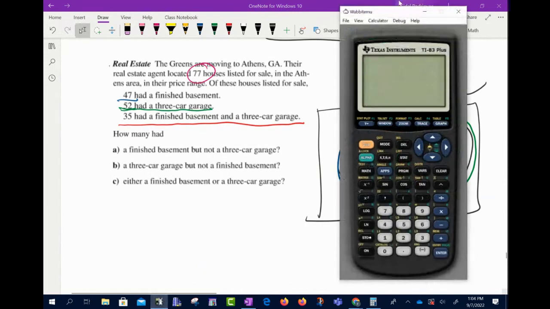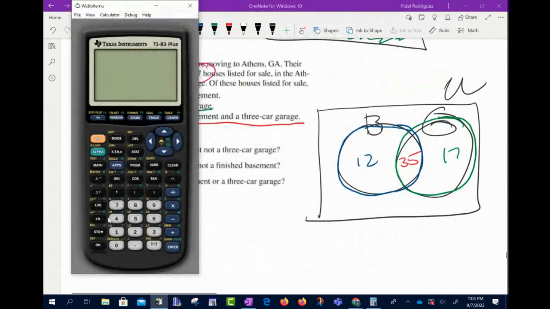So look, y'all, I'm going to grab my calculator. I'm going to use this one because I don't know why the other one's coming out all funky. But let me turn this guy on. Okay, clear it out. Okay, let's go 12 plus 35 plus 17. That adds up to 64. So everybody inside those circles is 64.